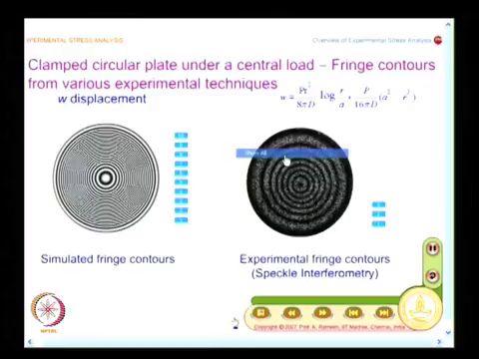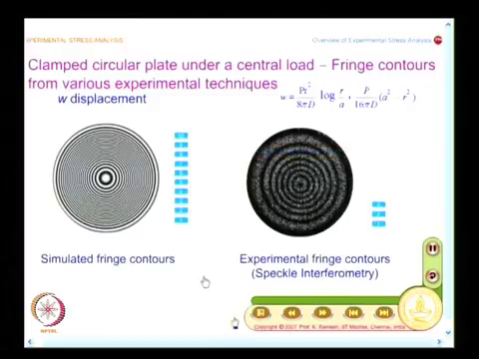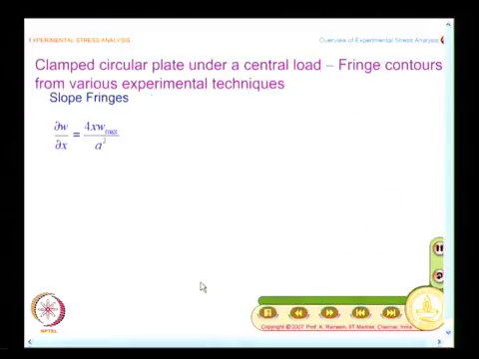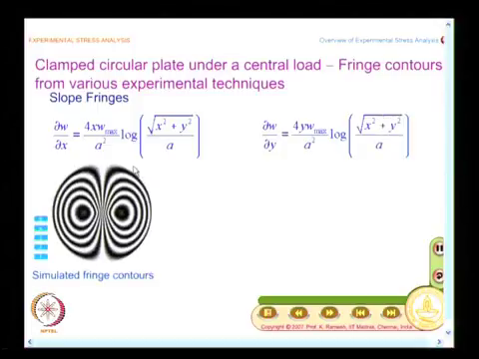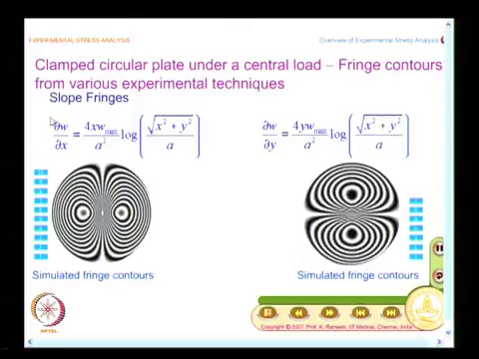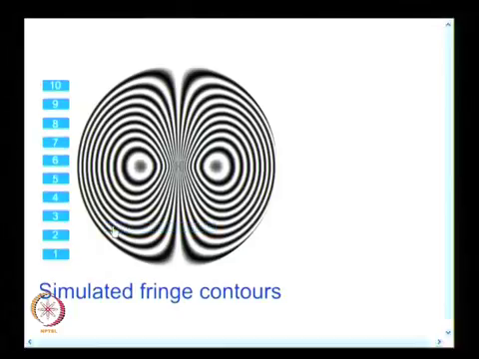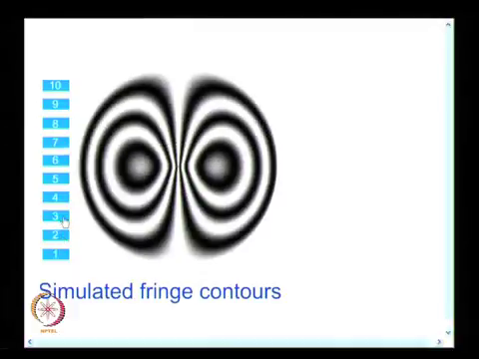Suppose I want to see how the slope pattern looks like, the slope fringes are like this. You have the expression here, the expression of slope in the direction x, slope in the direction y, and this is how the fringe patterns look. And here I have the patterns when I increase the load. People also call these butterfly fringes, they look like the wings of a butterfly, and they call this butterfly fringes.